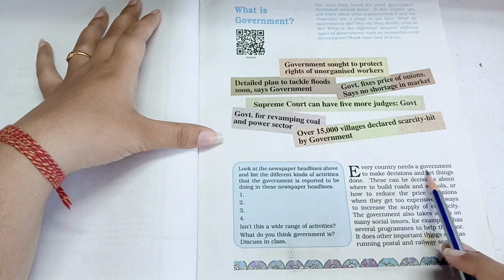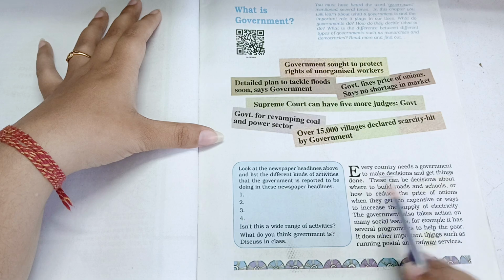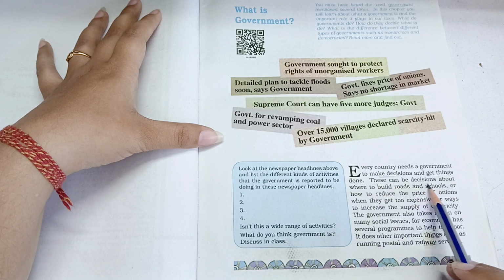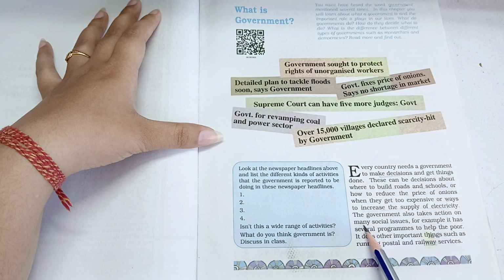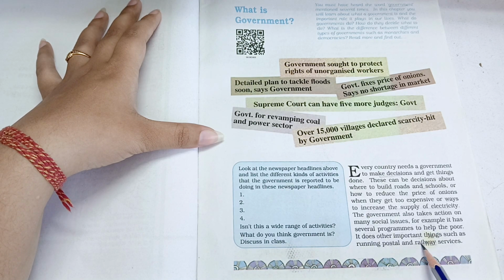Every country needs a government to make decisions and get things done. These can be decisions about where to build roads and schools, or how to reduce the price of onions when they get too expensive, or ways to increase the supply of electricity. The government also takes action on many social issues. For example, it has several programs to help the poor. It does other important things such as running postal and railway services.